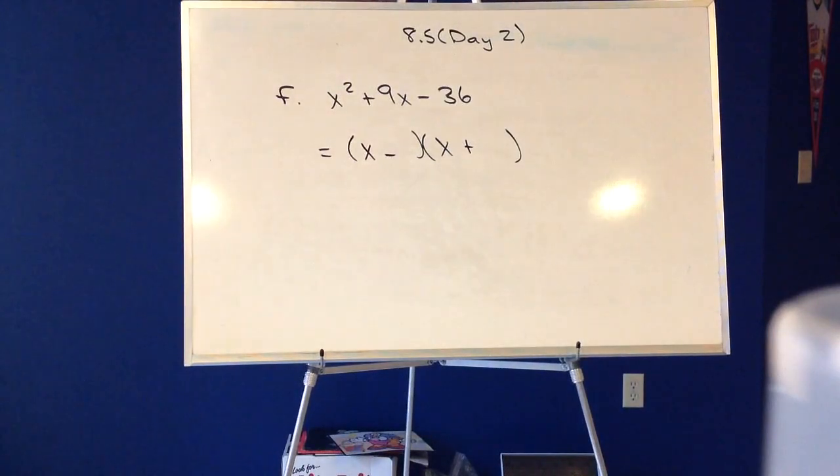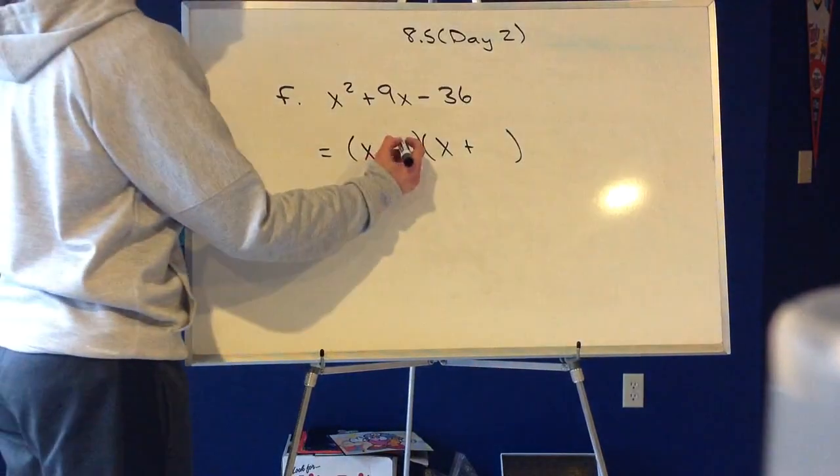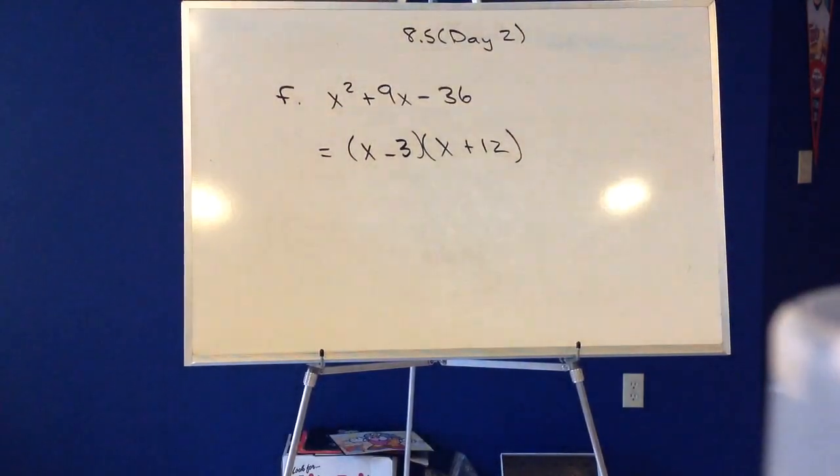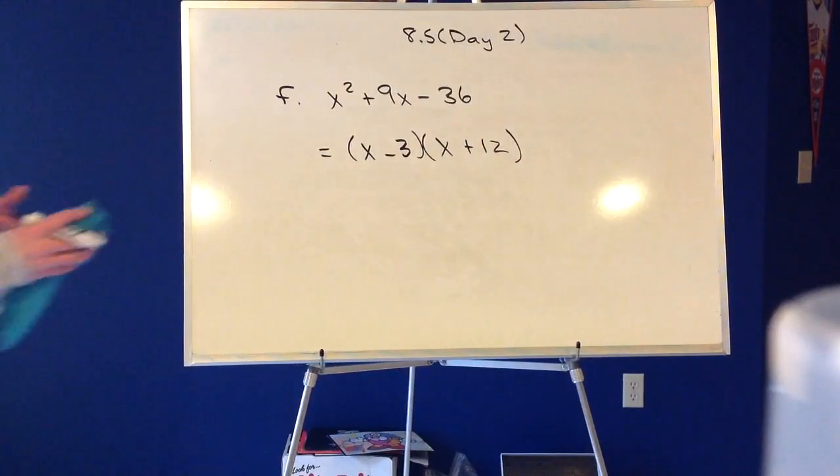So again, we just have to think, what factors of 36 with opposite signs would give me a positive 9? It would end up being a negative 3 and a positive 12. Again, if you do a quick check, you would see that it would give you the right numbers.